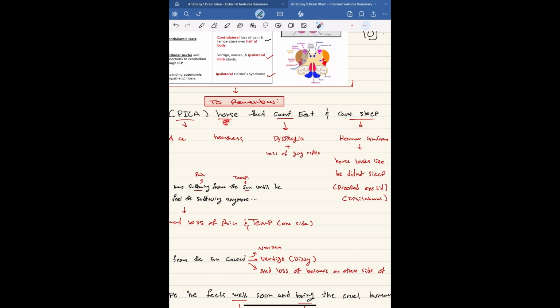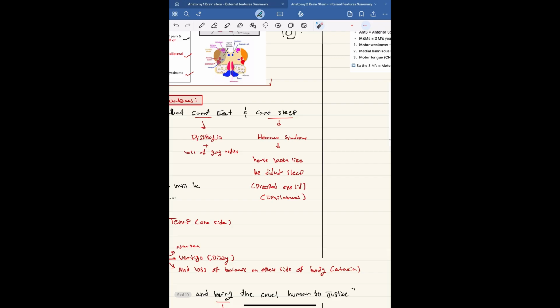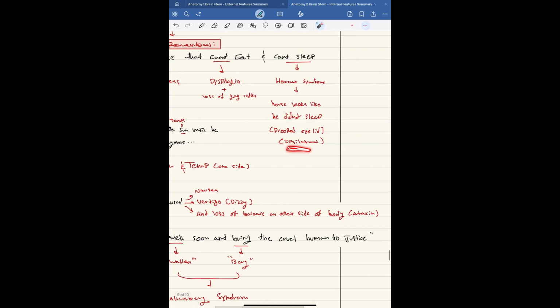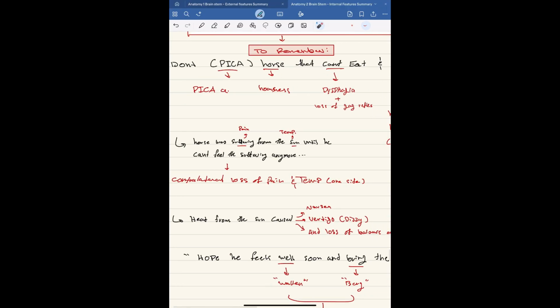And the horse that can't eat. So when I say can't eat, I remember something related to dysphagia. I connected it to dysphagia, and I also connected it to loss of gag reflex. So in that category. And then you can't sleep. I remember Horner syndrome. How? Basically, you see the character of Horner syndrome, a drooped eyelid, so they look like they didn't sleep. So I just link it to Horner syndrome. Ipsilateral, that's important.